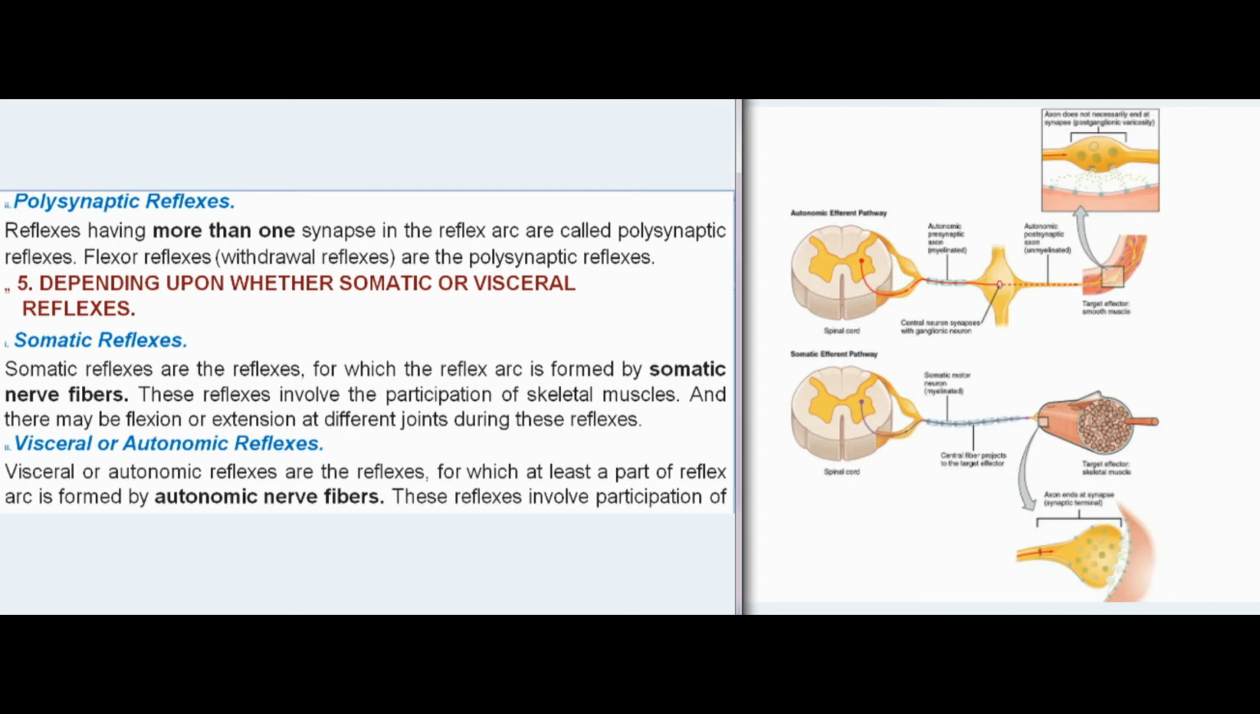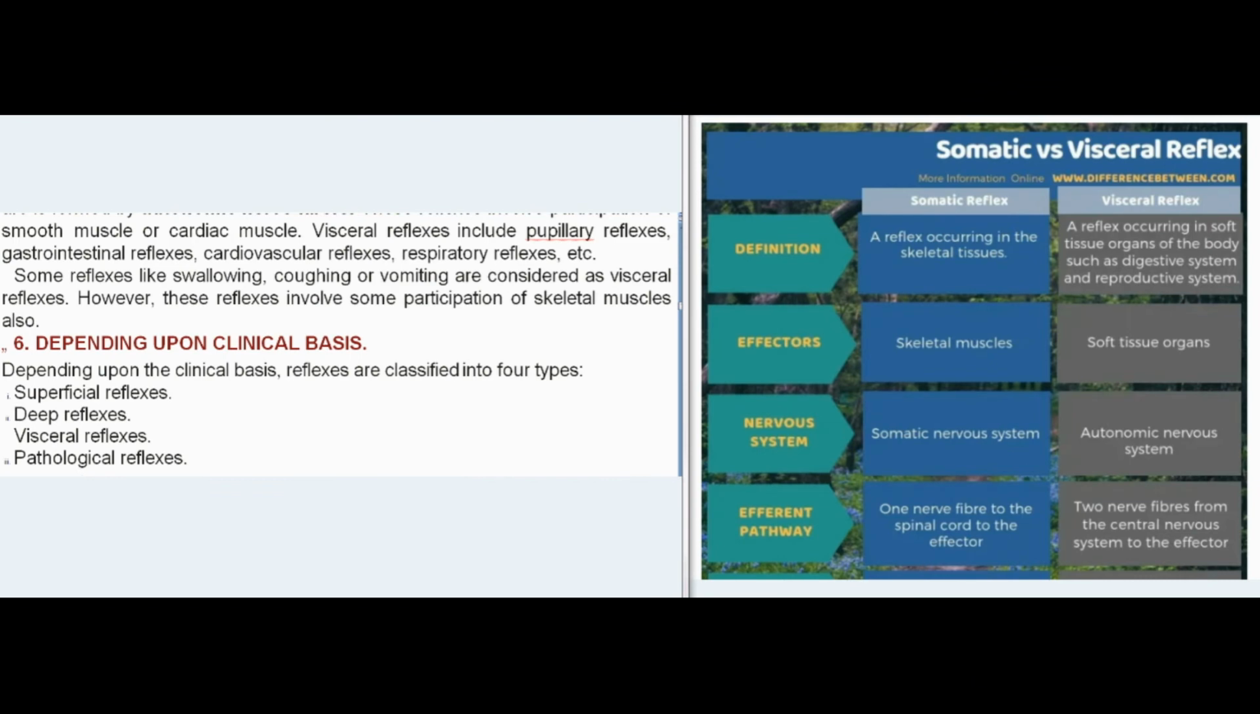Visceral or autonomic reflexes. Visceral or autonomic reflexes are the reflexes for which at least a part of the reflex arc is formed by autonomic nerve fibers. These reflexes involve participation of smooth muscle or cardiac muscle. Visceral reflexes include pupillary reflexes, gastrointestinal reflexes, cardiovascular reflexes, respiratory reflexes, etc. Some reflexes like swallowing, coughing, or vomiting are considered as visceral reflexes. However, these reflexes involve some participation of skeletal muscles also.